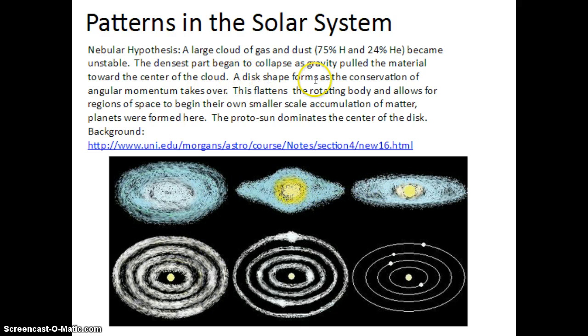A disk shape forms as conservation of angular momentum takes over. It flattens out the rotating body and allows for regions of space to become their own smaller scale accumulation of matter. This is where planets formed.